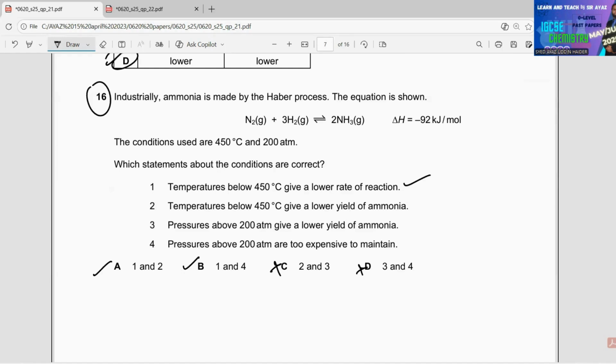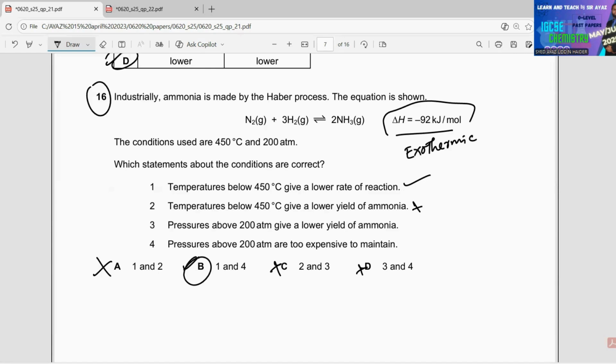This statement is incorrect. The reason is that at a lower temperature, you will get a higher yield of ammonia, because the forward reaction is exothermic, which favors low temperature. So if you decrease the temperature, you will get a higher yield of ammonia. So this statement is incorrect. So A is incorrect. B must be the right answer.